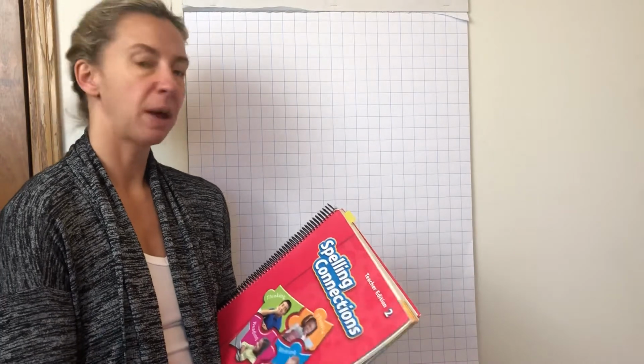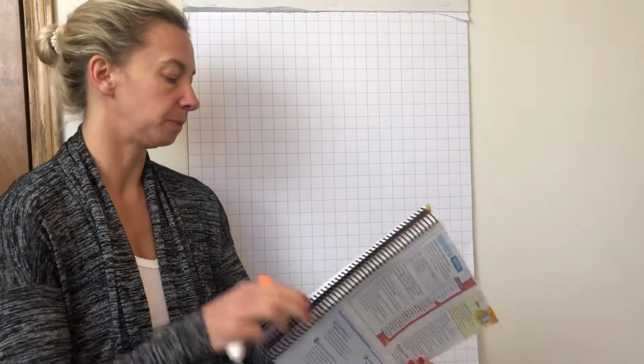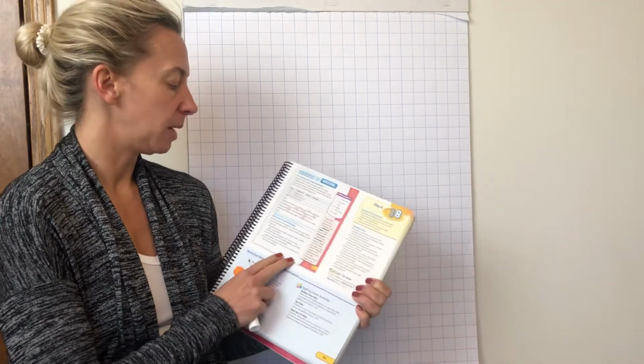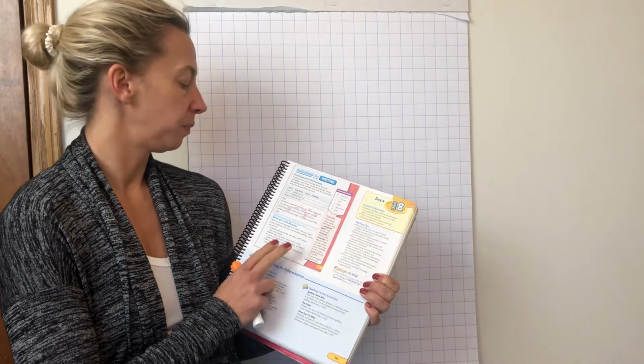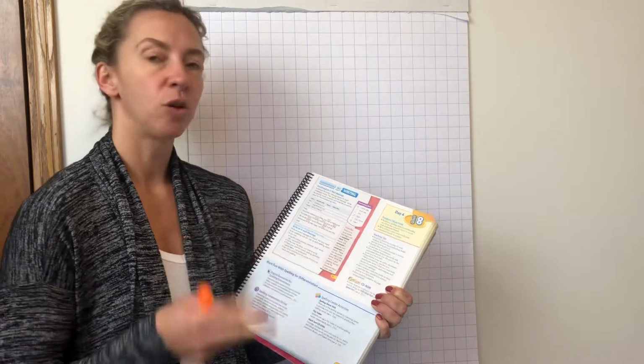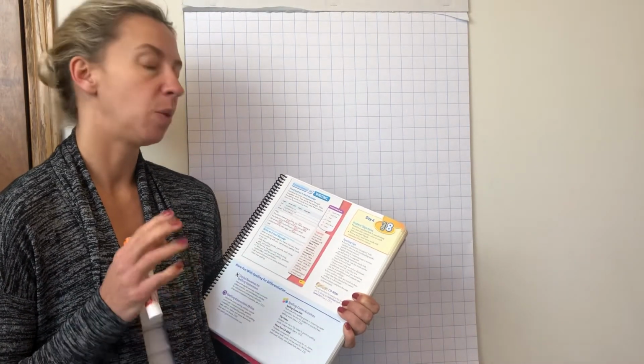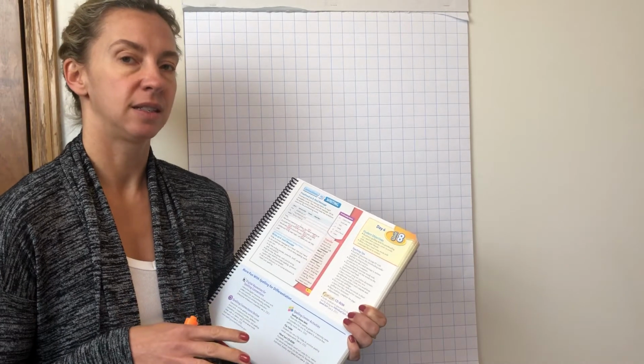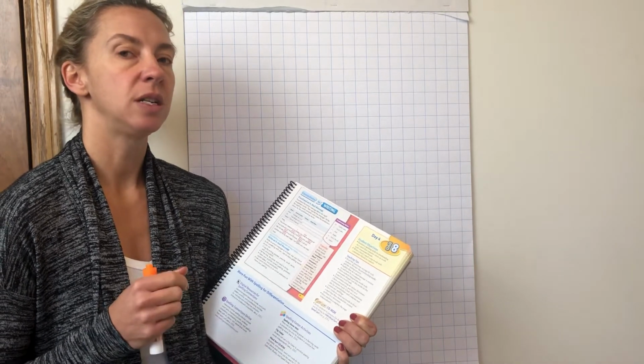So get out your Spelling Connections book. Part of your assignment is on page 61. We're writing an email message. Of course, we're not going to be on the computer writing an email message today, but we will be writing a friendly letter instead. So you're going to need your writing journal.